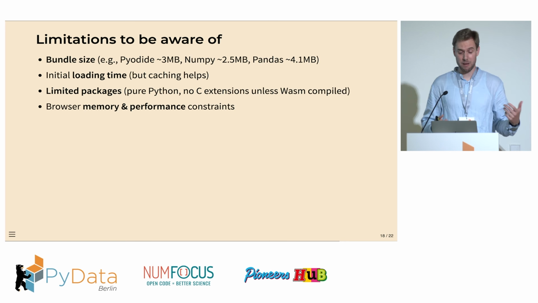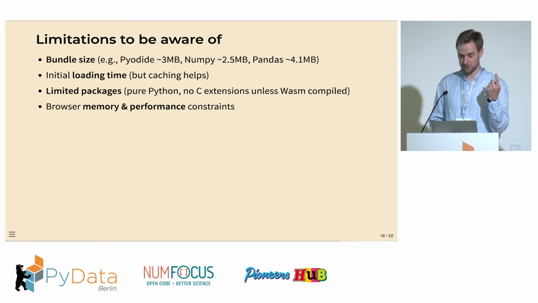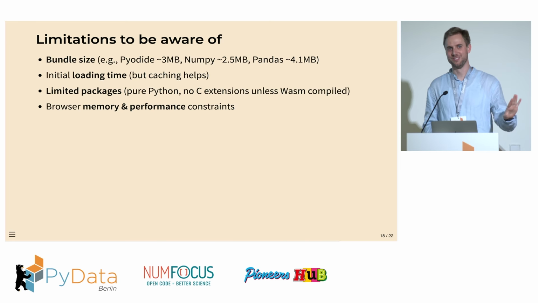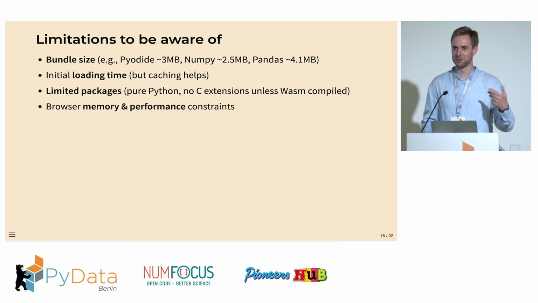And of course, browser memory and performance constraints. So WebAssembly runs in the browser and it has certain restrictions. There is some restriction in terms of memory. I think it's 4 gigabytes or something like that. And you only get one core. So if you want to have an app that does parallelization, no, it's not going to fly. But that's not usually the use case, right? You want to display something, it's very simple.